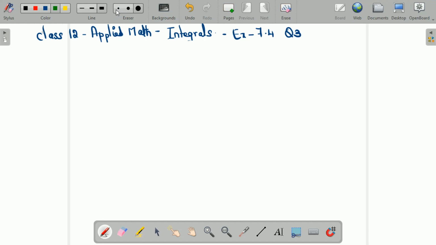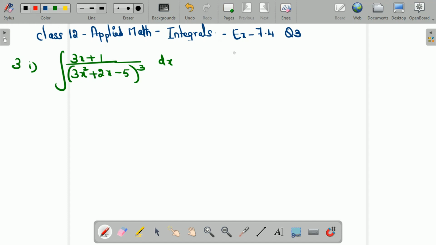In this video, let's find the solution for the third question in exercise 7.4. Let's look at the first subdivision, integral of (3x + 1) divided by (3x² + 2x − 5) the whole cube dx. So we are going to put this expression in the denominator as t. So 3x² + 2x − 5 is equal to t.